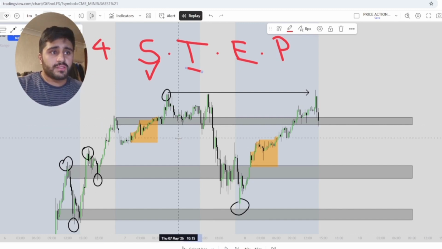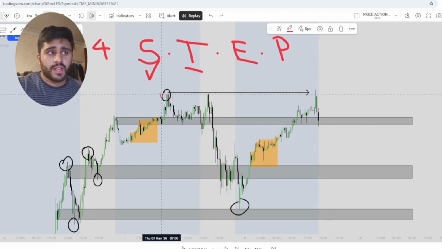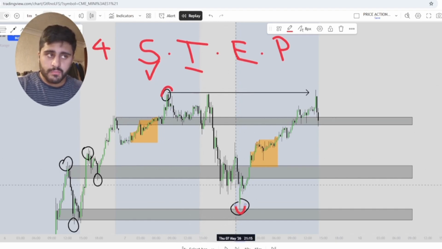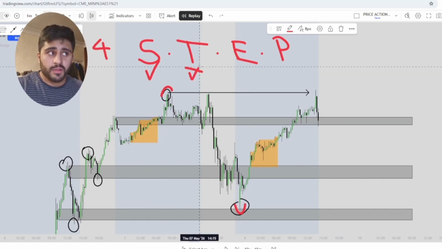So what we look for is on Friday going into the session, this was our targeted high and this was our targeted low. So these are the only 2 structural points we're interested in. That's a relatively simple one to understand.